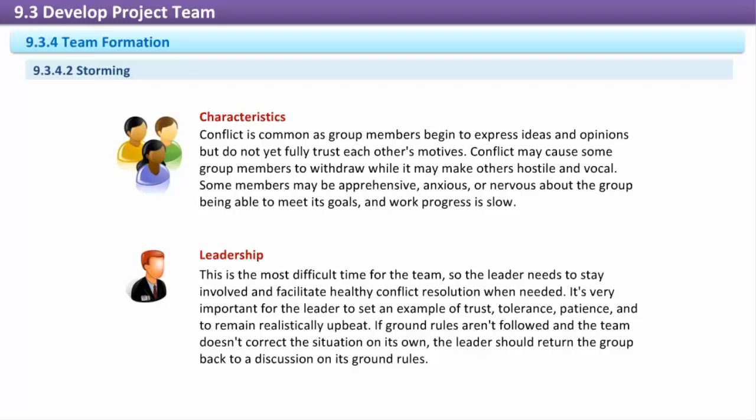If ground rules are not followed and the team does not correct the situation on its own, the leader should return the group back to a discussion on its ground rules. Norming.